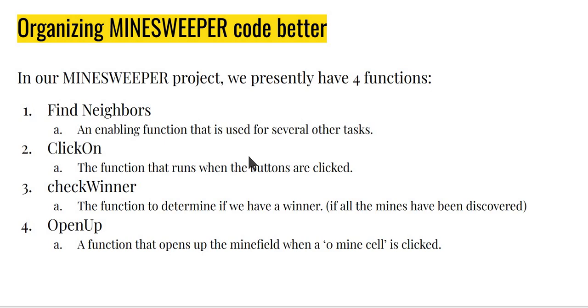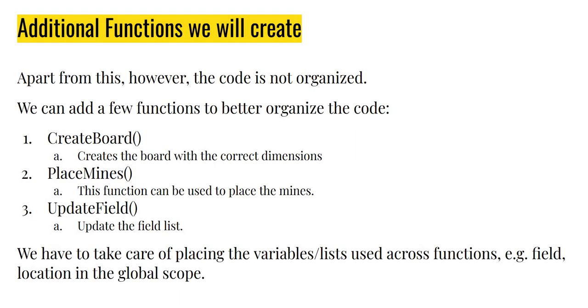Now, apart from this, our code is organized as part of the regular flow. But in fact, we can improve the organization by adding a few more functions. We'll add three functions specifically: create board, which will create all the buttons with the right dimensions, so 9 cross 9, for example, to start with. And then we will have a function called place mines, which will go and place all the mines.